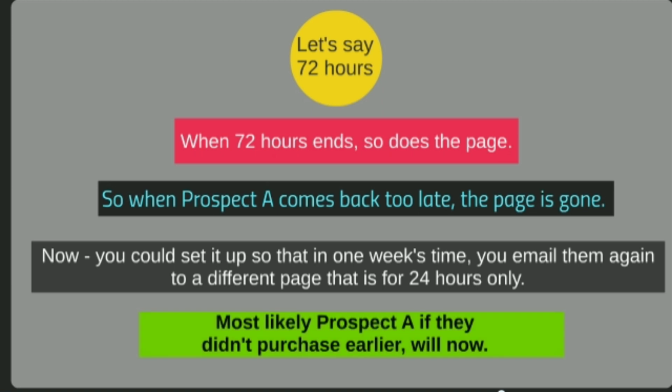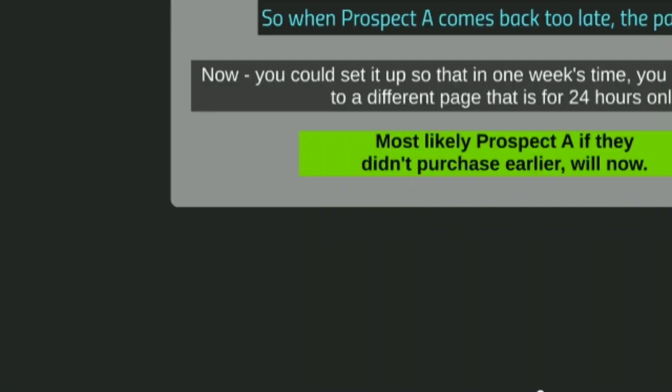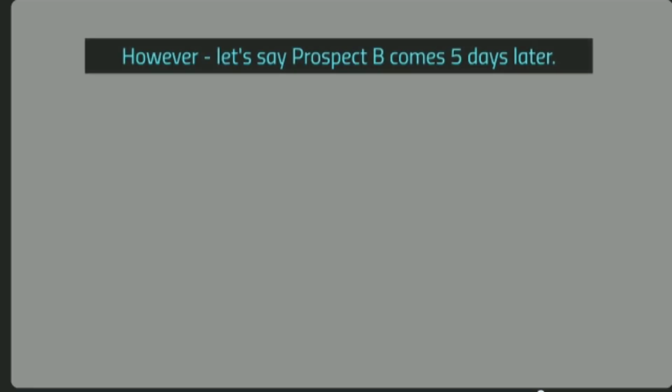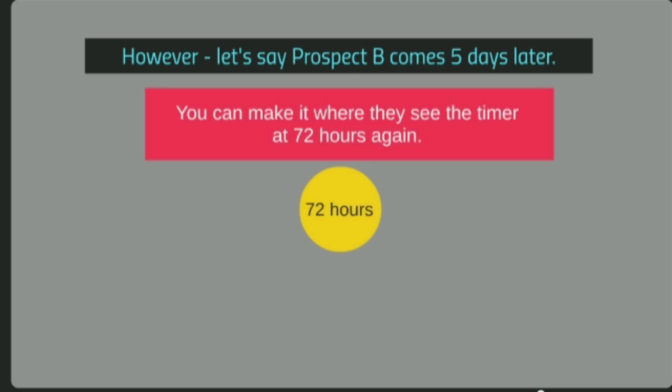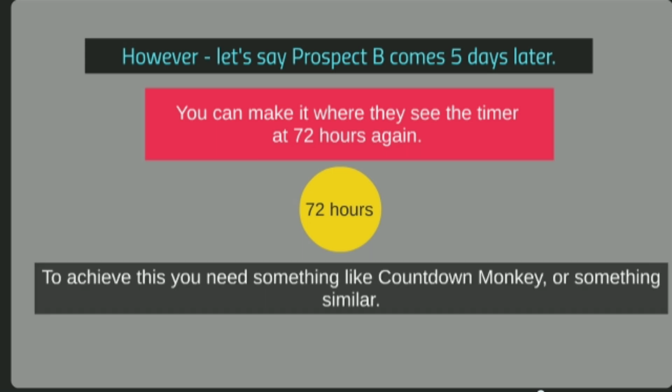Now, most likely prospect A, in this case, didn't purchase earlier, but they will purchase now. However, let's say prospect B comes 5 days later, you can make it so they see a timer at 72 hours again. So really it is based on each user when they are cookied.